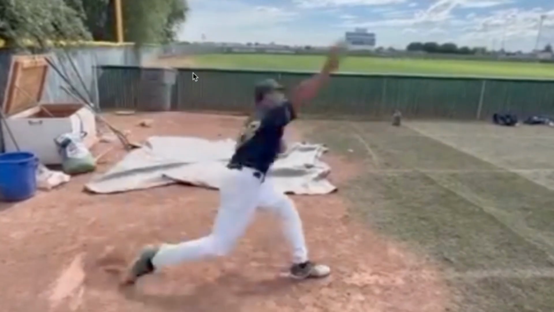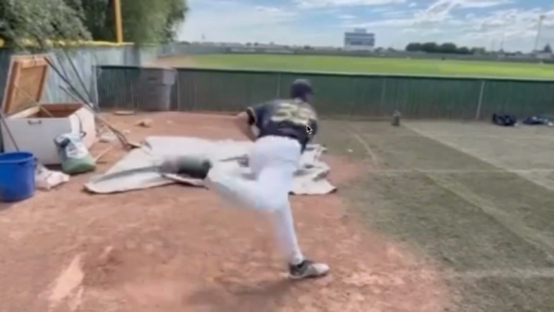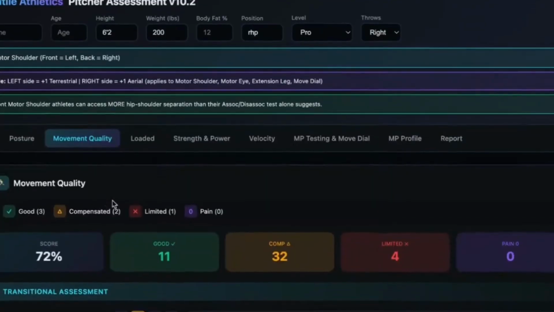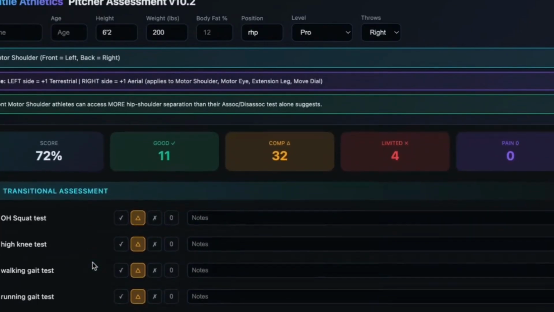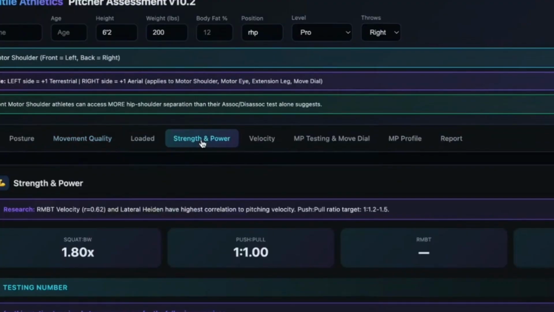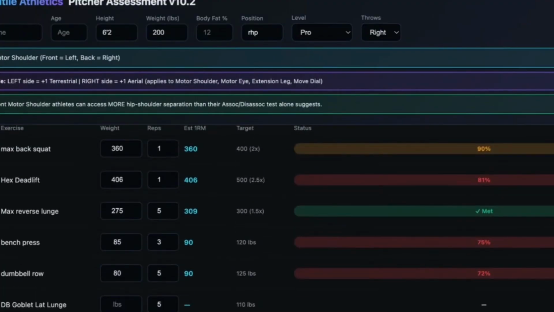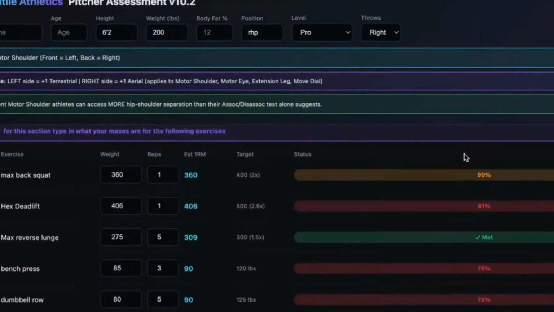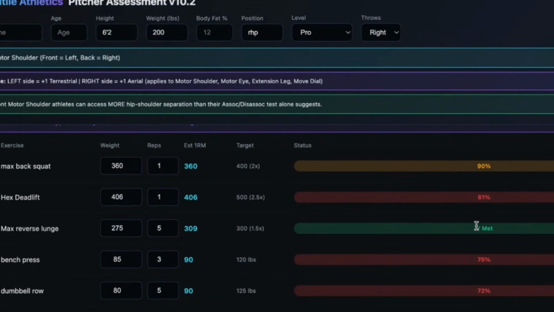And of course, as you're rotating here, you're really pushing with the trunk so far. So this is your movement quality. Your movement quality is about a 72% score based on everything that we have. Of course, we're going to be looking to get that up. In terms of strength and power, not looking so hot, at least with the regular movements.